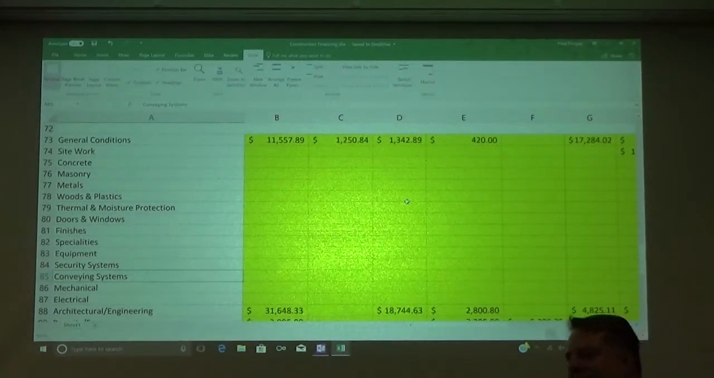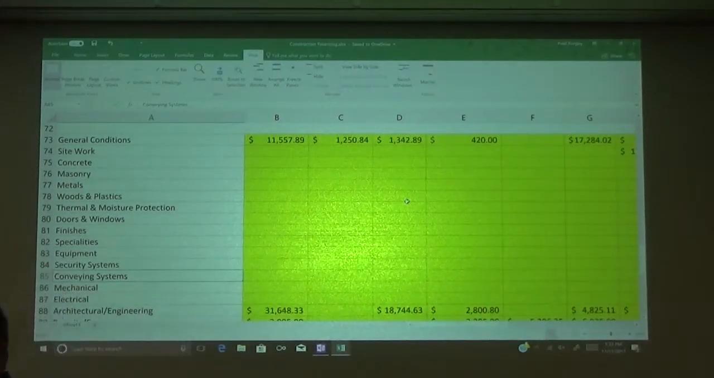Conveying systems are elevators. You convey things from one level to the next. And with a self-storage unit, chances are this is not a multiple level self-storage unit. It's just a ground level self-storage unit. So therefore, there are no conveyances needed. Make sense? And escalators are also conveying systems? Yeah, that's another example.